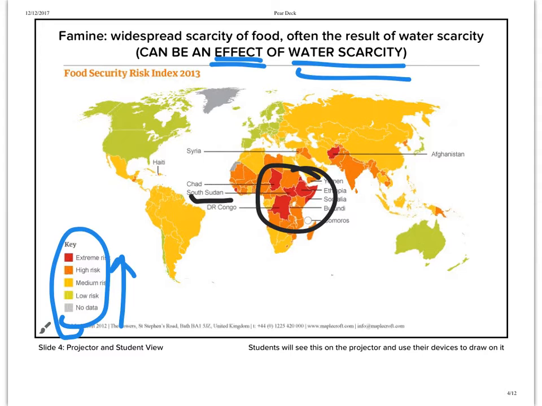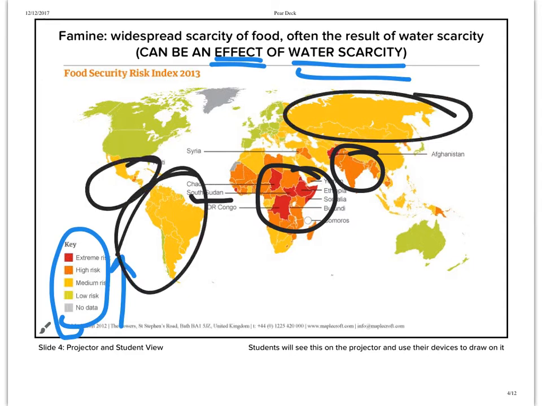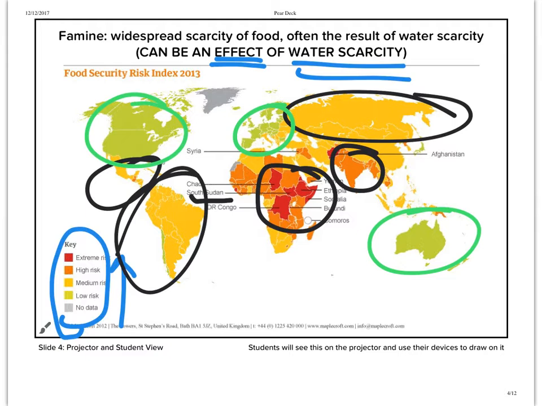Orange is kind of the next level, which we see a lot of in Africa, and we also see it in Asia. Yellow is kind of medium risk, which we see in Asia and South and Central America. Green is we're fine. And we see that in North America, Europe, and Australia, which should make sense because those are kind of our main areas where we have developed countries. So developed countries aren't really going to experience famine. Developing countries or developing regions like Africa, Asia, and Central and South America, we're going to see famine much more frequently.